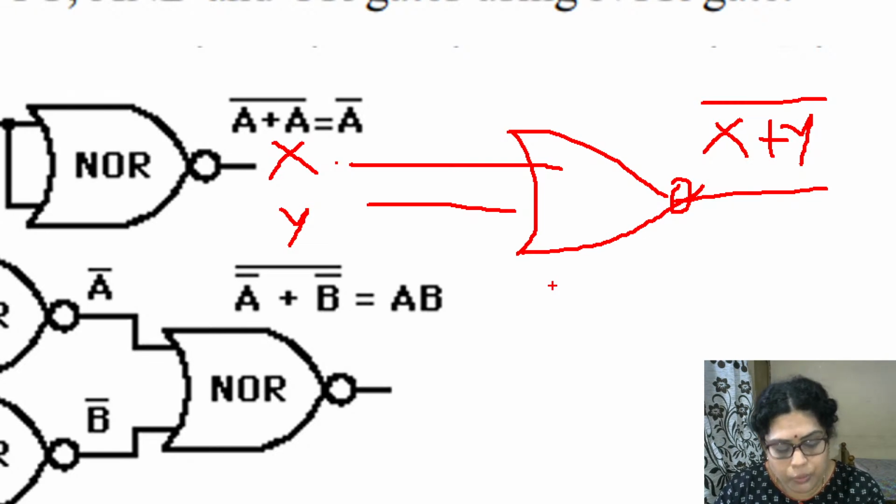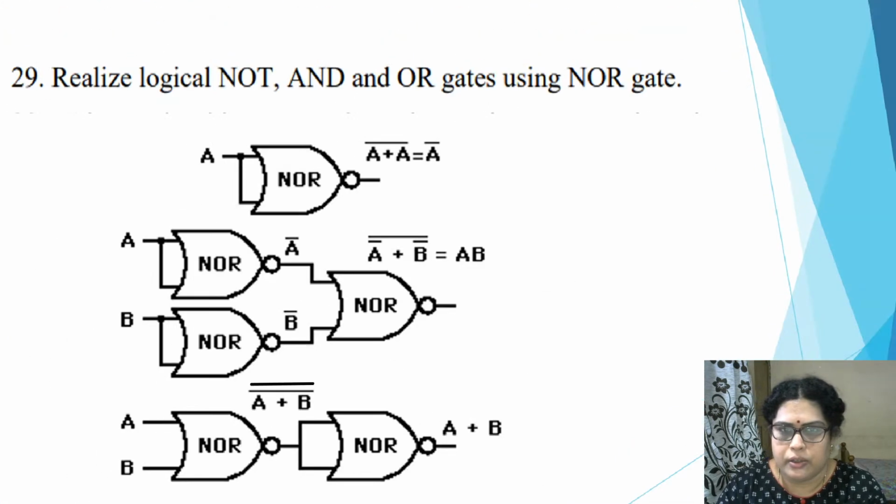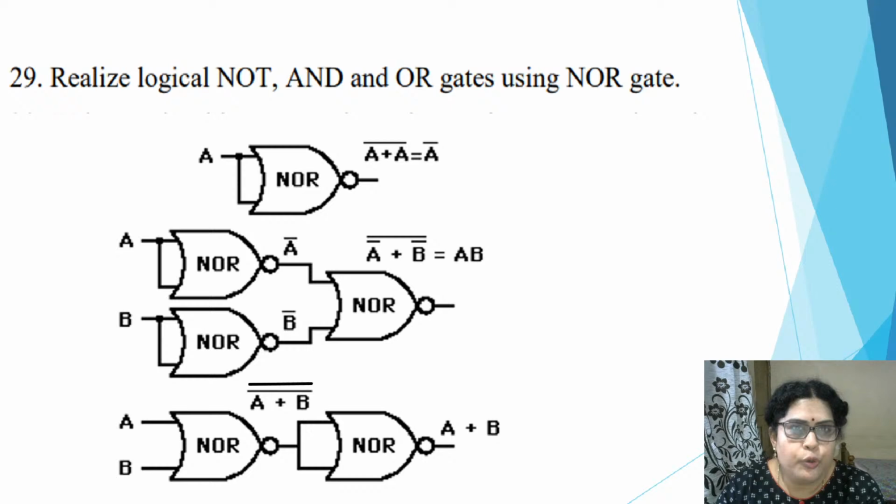Now, the question here is realize logical NOT and OR gate using a NOR gate. So we have to use the NOR gate, and then we have to draw the other basic gates. The basic gates are NOT, AND and OR. NAND and NOR are called universal gates.